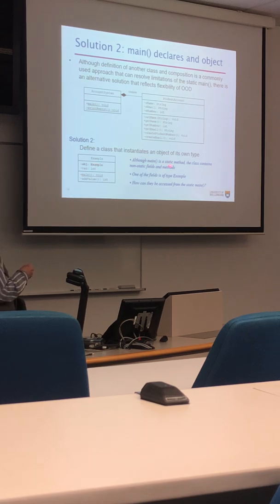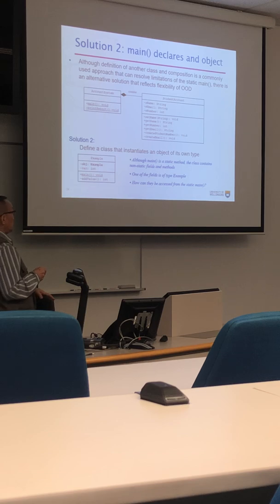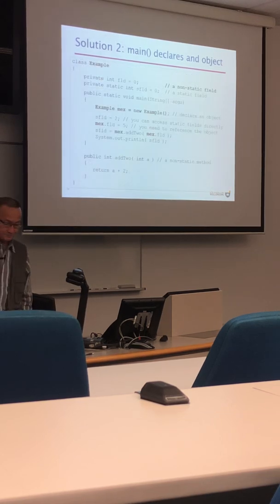So although main is a static method, the class contains non-static fields. For example, the object and the variable, and the method, for example, the add2 method, which is a non-static method. So one of the fields is of type Example. How can they be accessed from the static main? Of course, inside the main method, you can construct an object of the class Example. Every class designed by us is a data type. So therefore, we can construct objects based on that class.